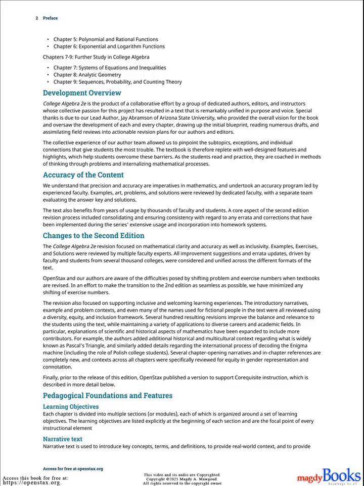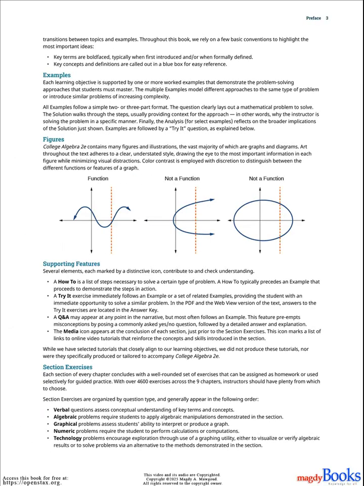Pedagogical foundations and features. Learning objectives. Each chapter is divided into multiple sections, or modules, each of which is organized around a set of learning objectives. The learning objectives are listed explicitly at the beginning of each section and are the focal point of every instructional element. Narrative text. Narrative text is used to introduce key concepts, terms, and definitions, to provide real-world context, and to provide transitions between topics and examples.